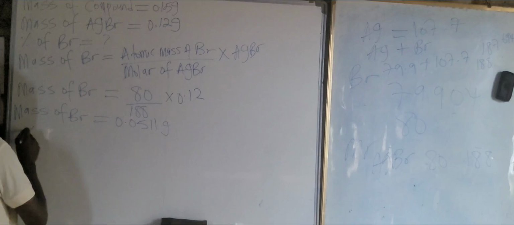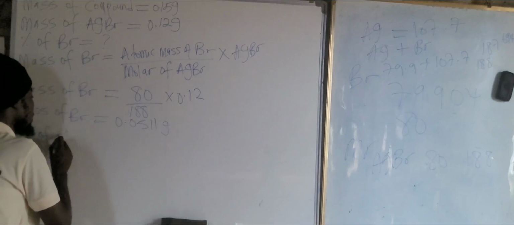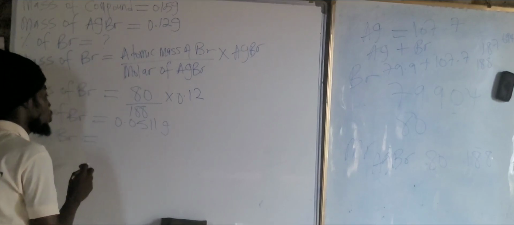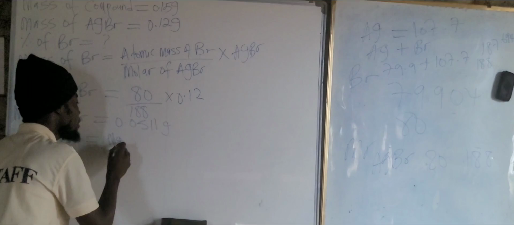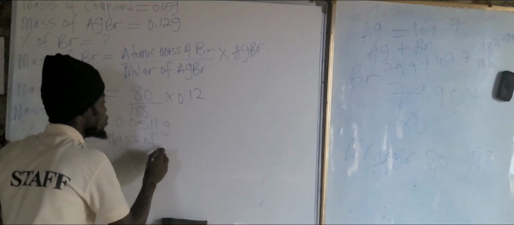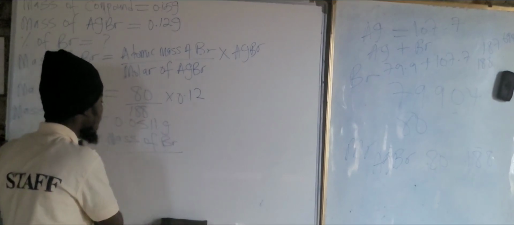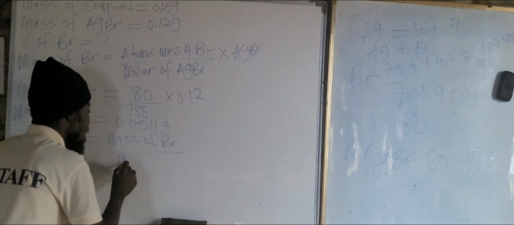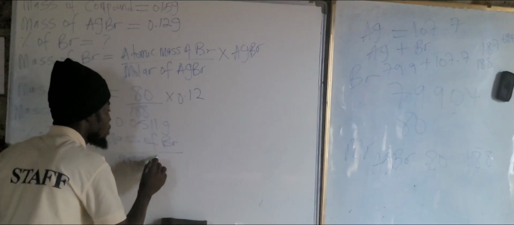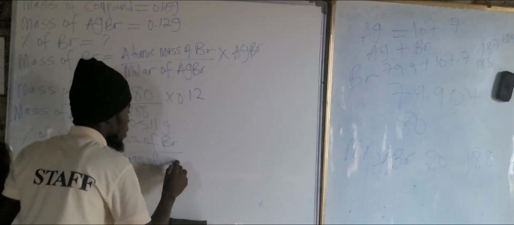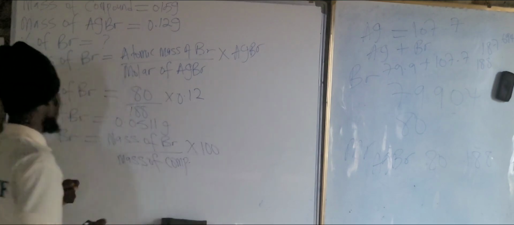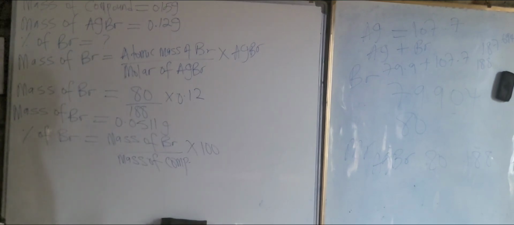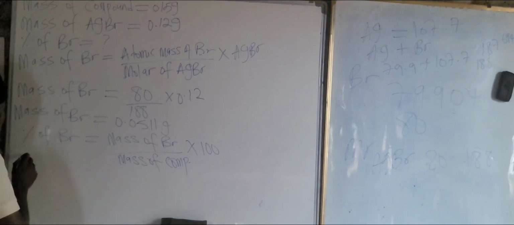So the percentage of bromine is now equal to the mass of bromine divided by the mass of the compound, multiplied by 100. Why? Because we are now talking about percentage, right? Yes, sir.